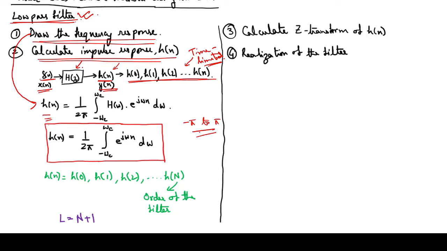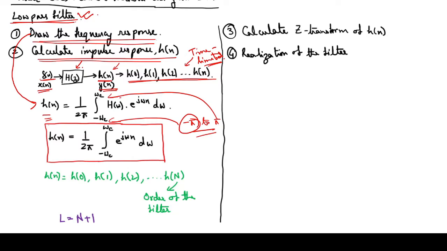So for the generalized case, whether it is a band pass filter, a band reject filter, or a high pass filter, the limit is always minus pi to pi. However, in the case of a low pass filter, we have just seen that the passband is present only within the region of minus omega c to omega c. Hence, this minus pi is replaced with minus omega c, and this pi is replaced with omega c, because outside minus omega c to omega c, the frequency response comes out to be 0.